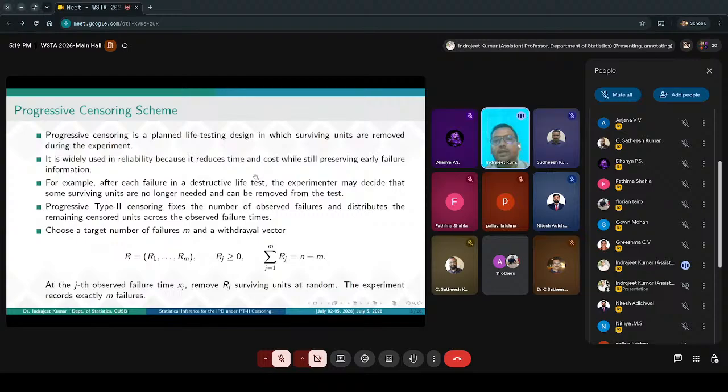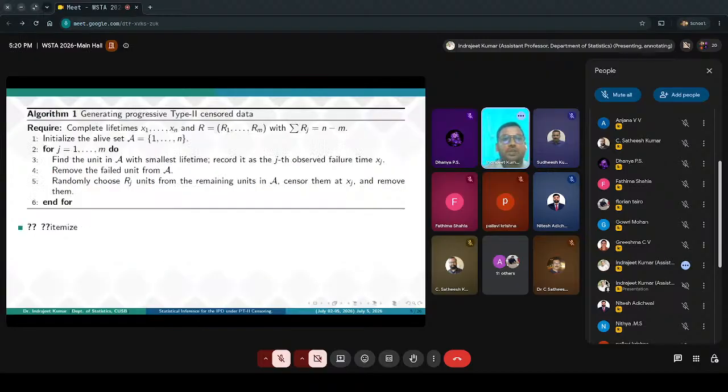Because of the flexibility of removing the experimental unit from the experiment during the experiment, this is a very popular censoring scheme in the literature. So this is the algorithm for how to generate the progressive censoring scheme.